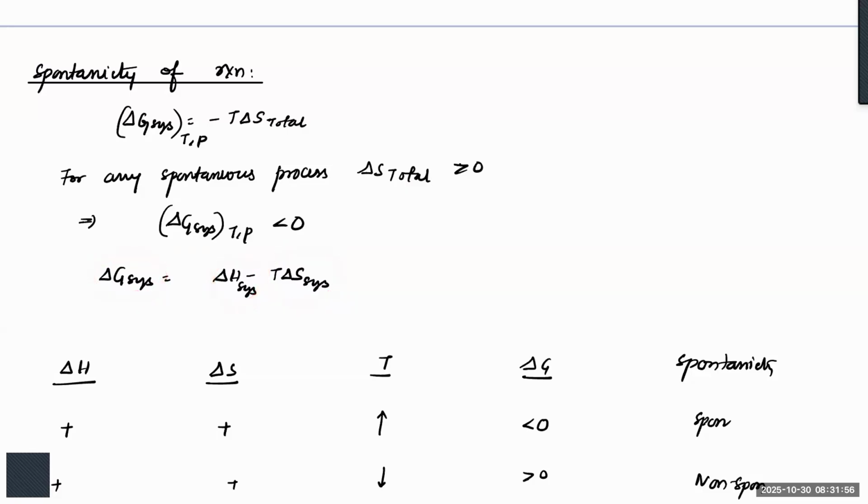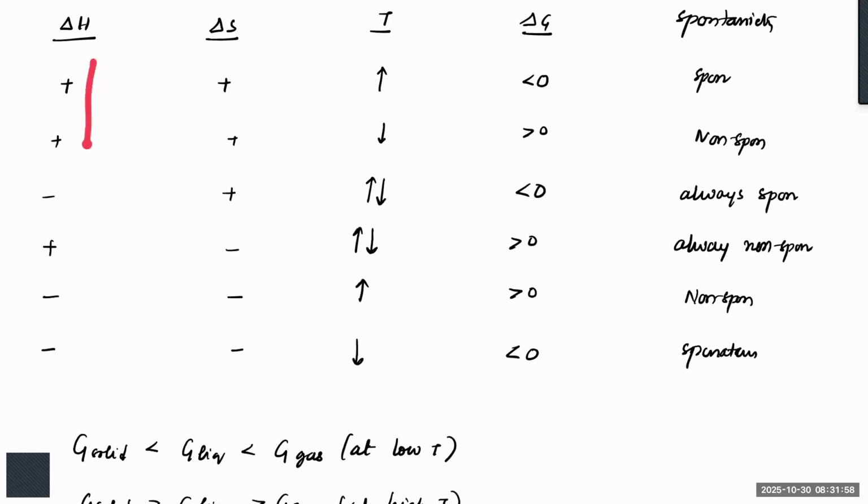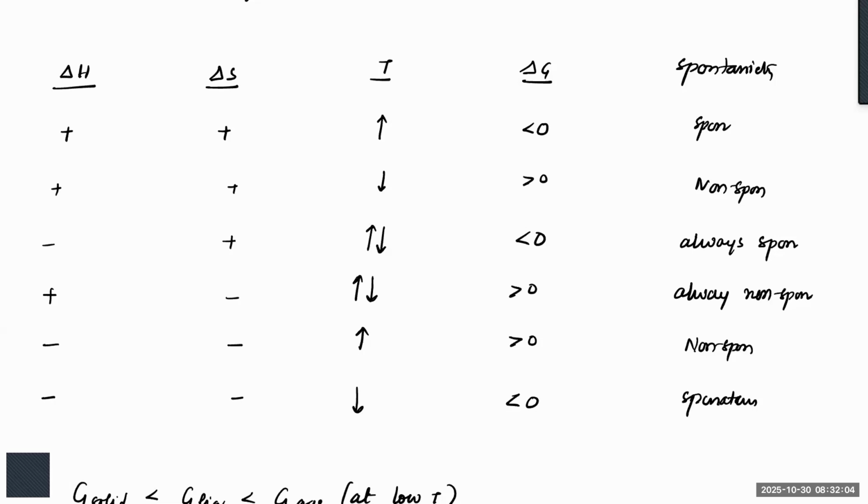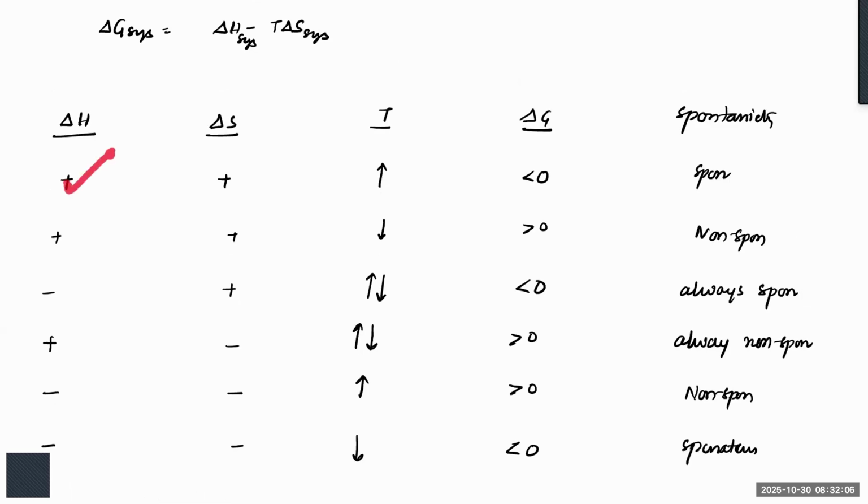And delta G of the system can be written as delta H of the system minus T delta S of the system. Delta H we have different values, delta S we have different values. At different temperatures, what will happen? Check from the equation. If delta H is positive and delta S is positive, at increasing temperature delta G will become negative. So that means it is spontaneous at high temperature. If delta H is positive, delta S is positive, and temperature is low, delta G is positive, that means it is non-spontaneous at low temperature.